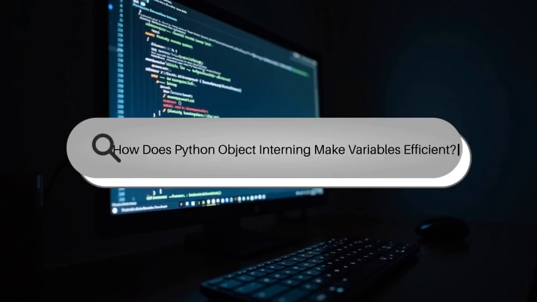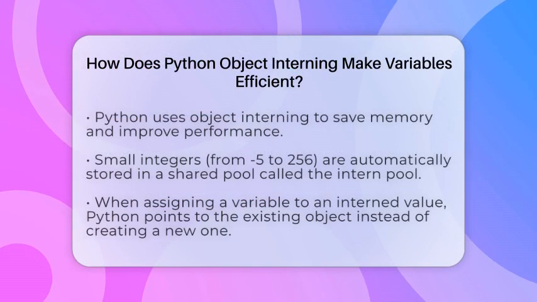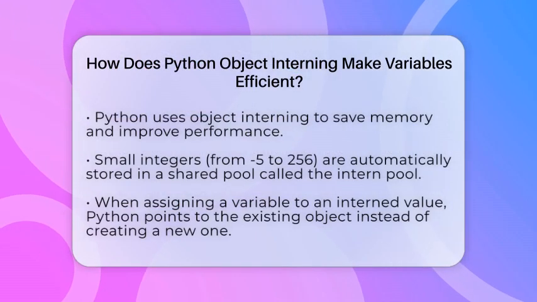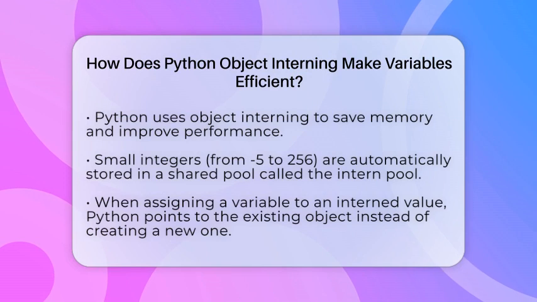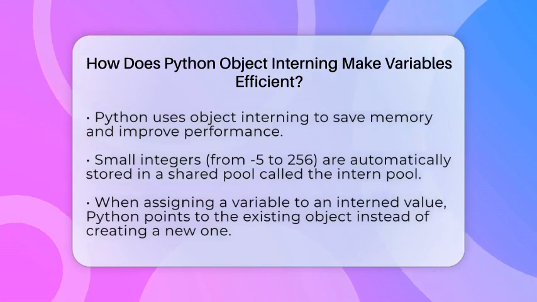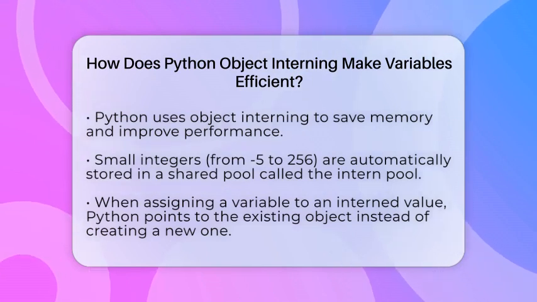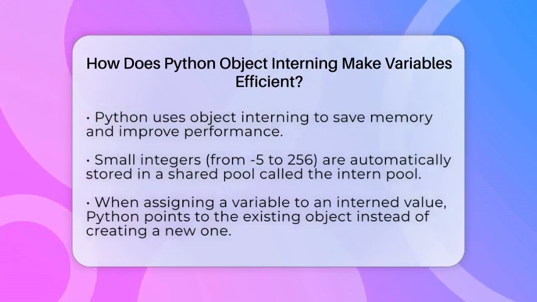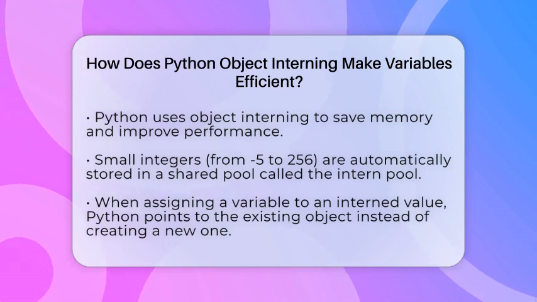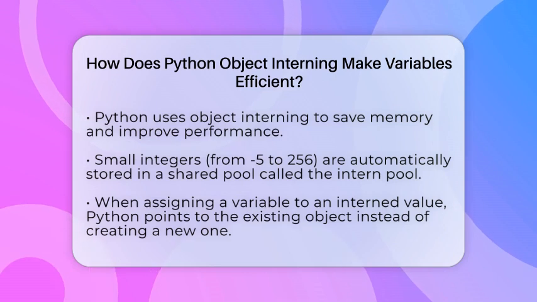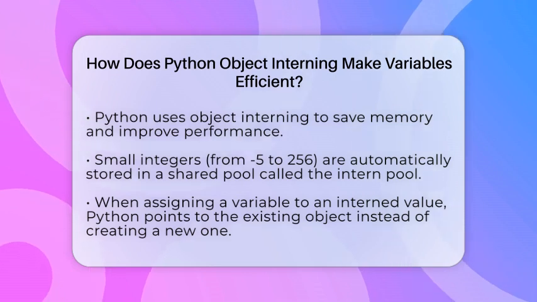How does Python object interning make variables efficient? Imagine having a closet where you only keep one pair of shoes that everyone can share instead of buying a new pair for each person. That's similar to what Python does with object interning. It's a way Python saves memory and speeds things up when working with variables.